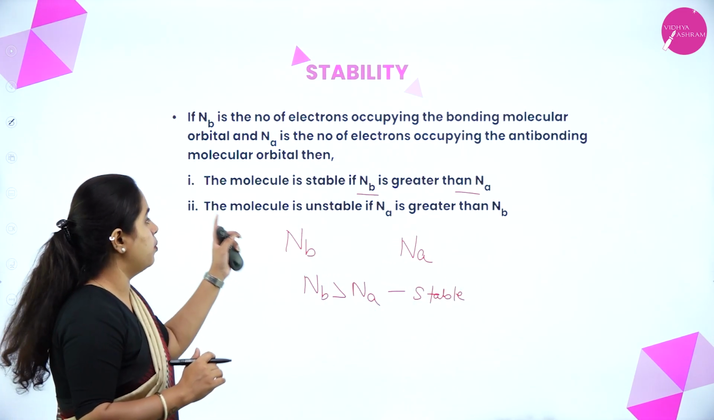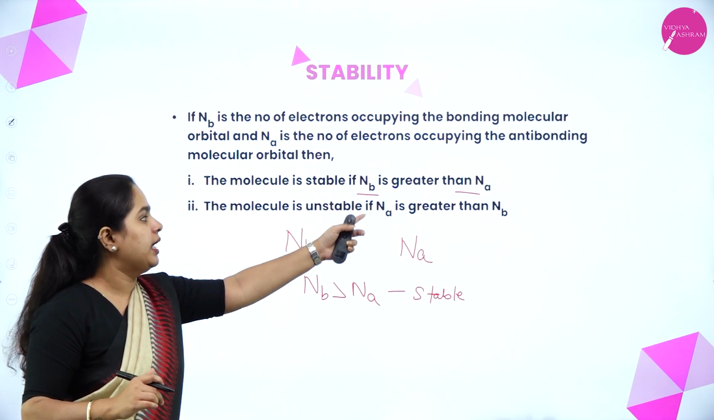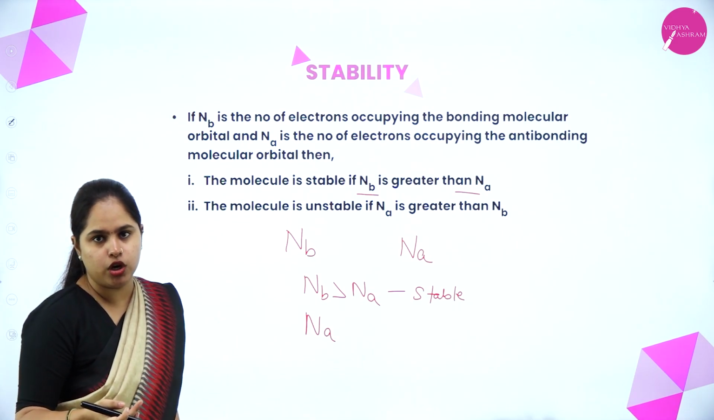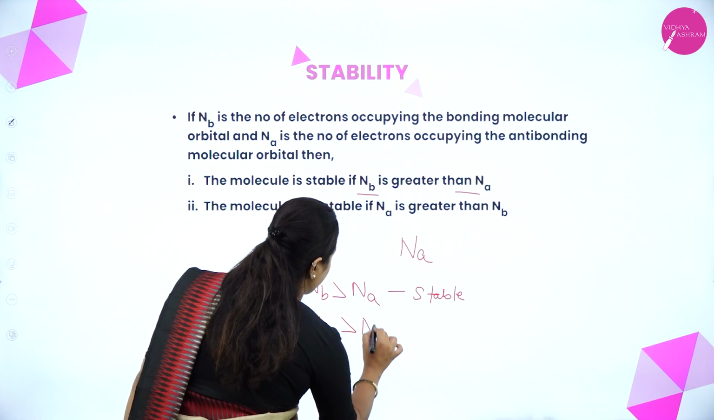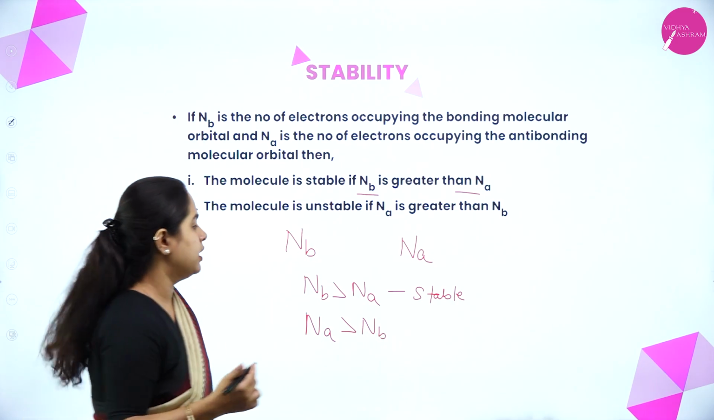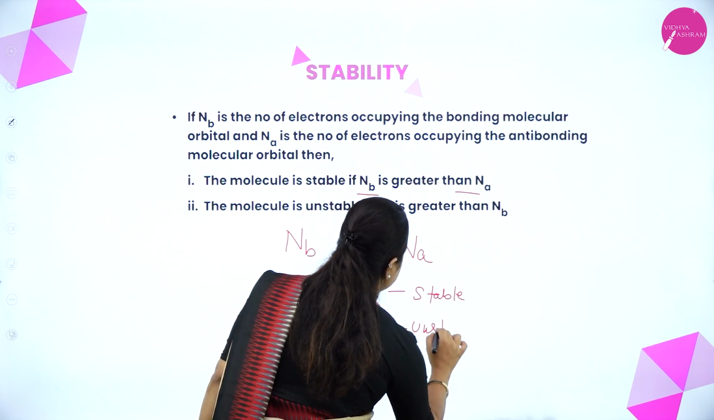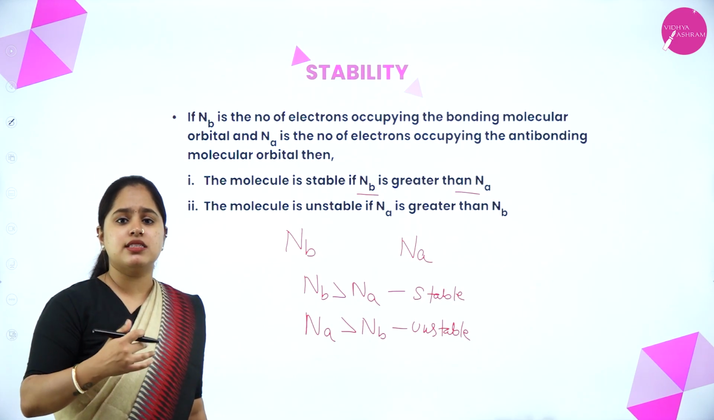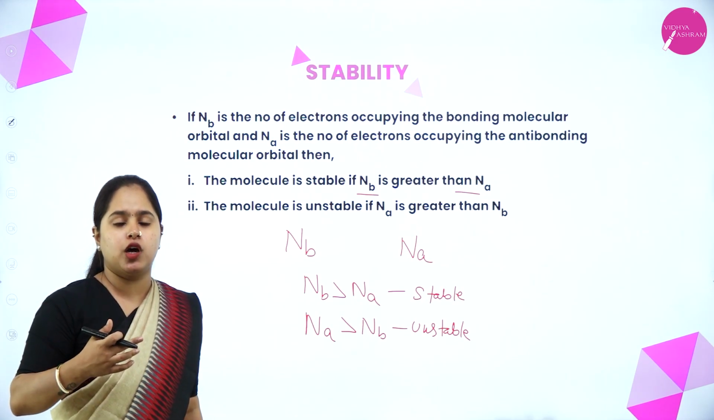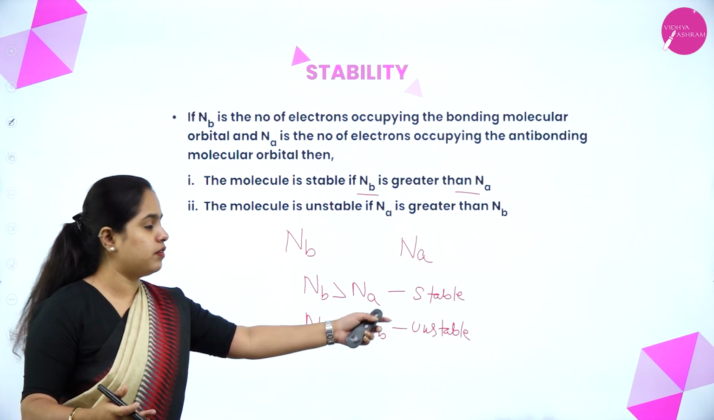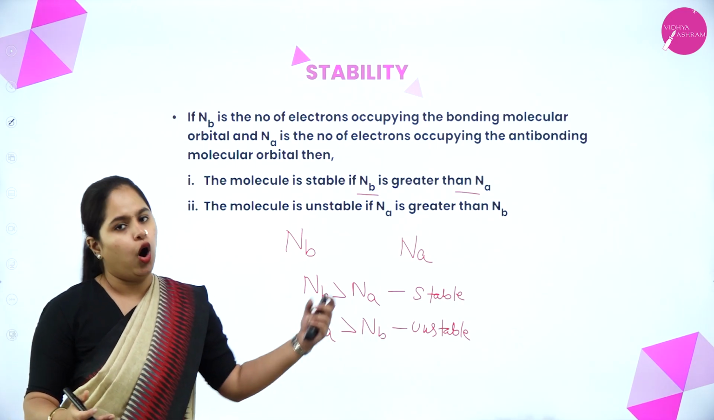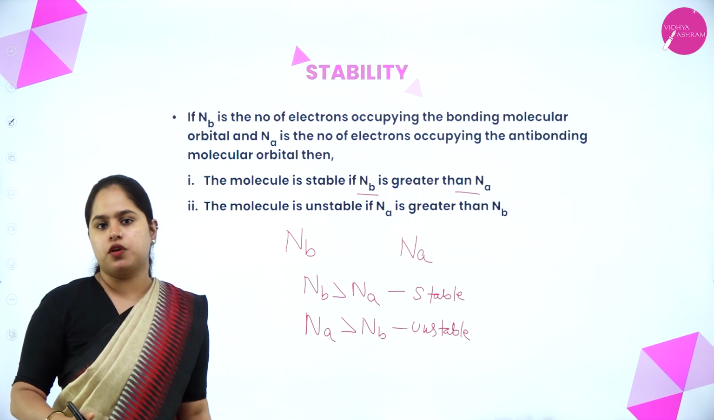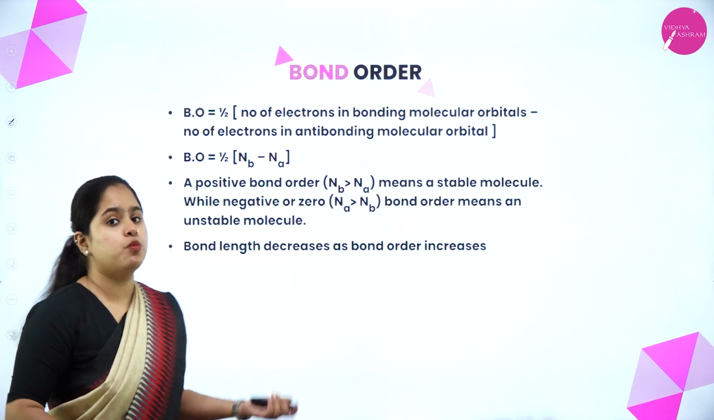In the opposite way, if Na is greater than Nb, that is, if the number of electrons in the anti-bonding molecular orbital is greater than the number in the bonding molecular orbital, then we can predict that the molecule is unstable. I hope it is clear that by understanding the number of electrons in the bonding and anti-bonding molecular orbitals, we can predict whether the molecule is stable or unstable. So if Nb is greater than Na, it is stable, and if Na is greater than Nb, the molecule will be unstable. Now moving on to the next one, that is bond order.